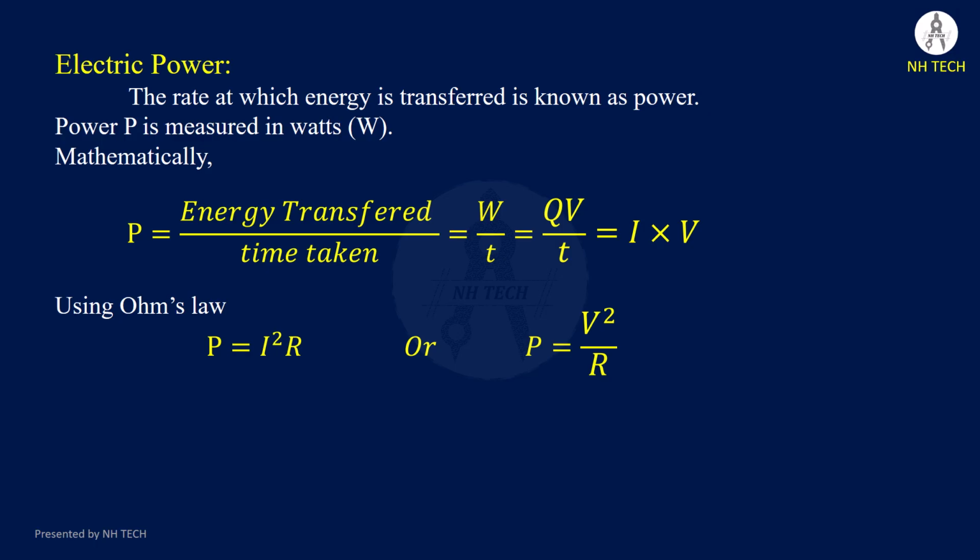Mathematically, power can be calculated using the formula P = V × I, where P is power, V is the potential difference in volts, and I is the current in amperes. This means that if we increase the voltage or current in a circuit, the power delivered will also increase. Using Ohm's law, we can also express power in two other forms.